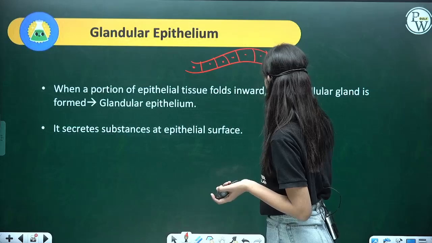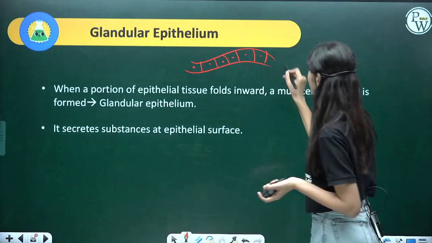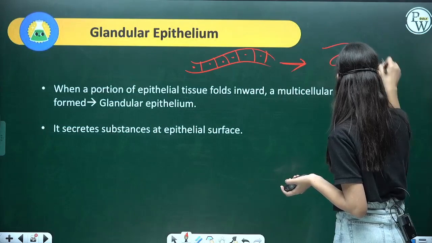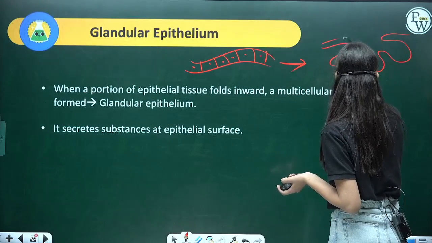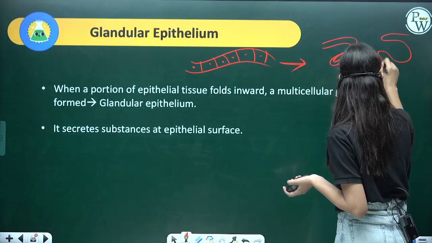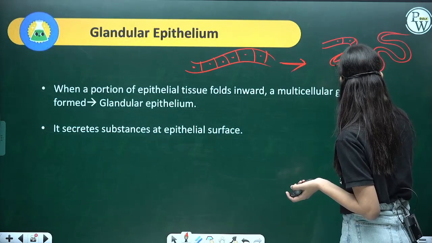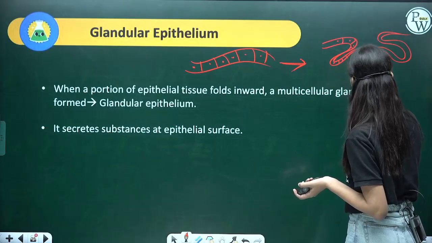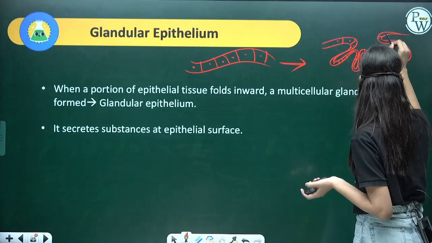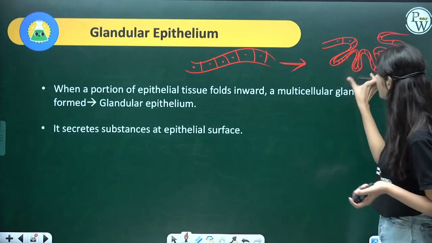So here if you see in this picture, suppose we have one epithelium, nothing wrong with this. Then what happens is that this particular epithelium folds inward, so it is going to make a multicellular gland. Now this epithelium has folded inward, and this mass of cells, do you see here? One second, let me just draw this particular diagram. So now if you see in this picture, guys, what do we have?